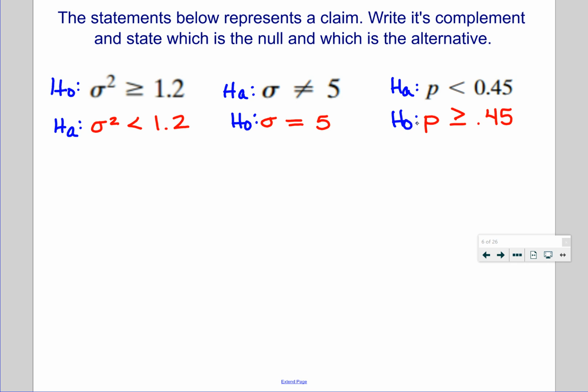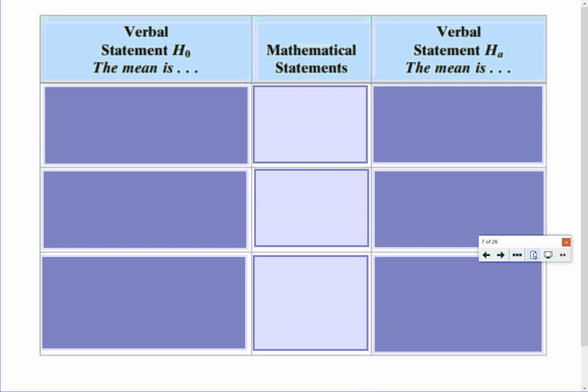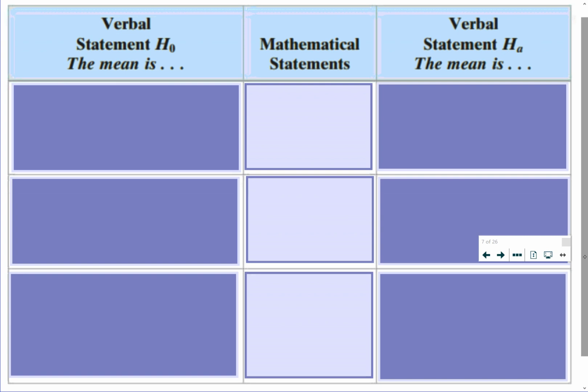Okay? All right. The other thing that we're going to do with this today is we're going to take a statement that is in words and try to translate it into a mathematical statement like this to write our null and alternative hypothesis. In order to do that, you need to know what all the common phrases and things you're going to see in these kind of word problems are, so you're able to then translate it to that mathematical equation. So on your chart here, you guys are going to fill this in.